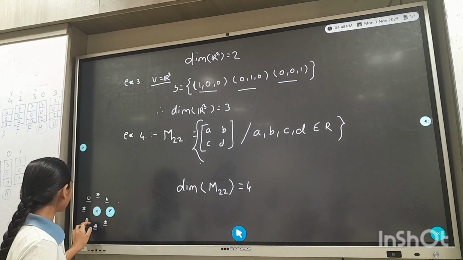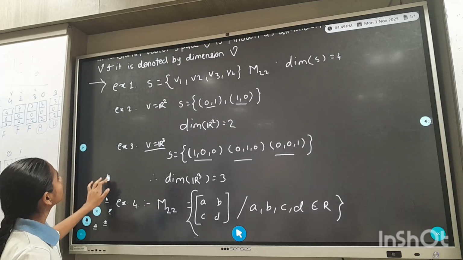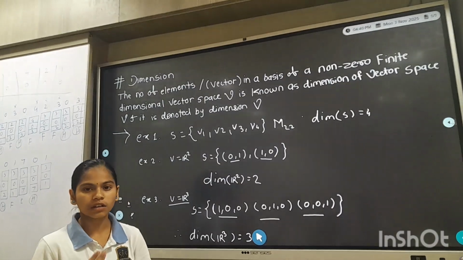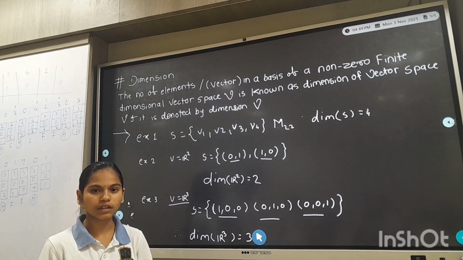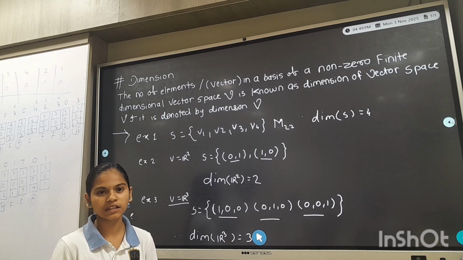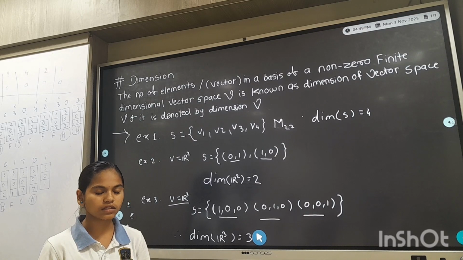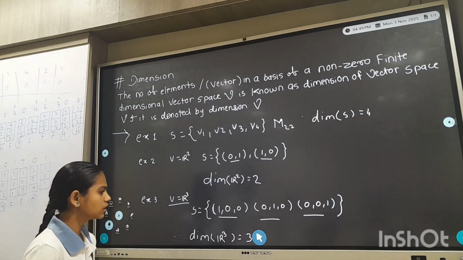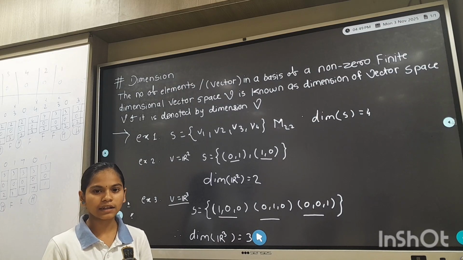So as we say, the dimension is nothing but the number of vectors in a basis of that space, and a basis is just a set of vectors that are linearly independent.